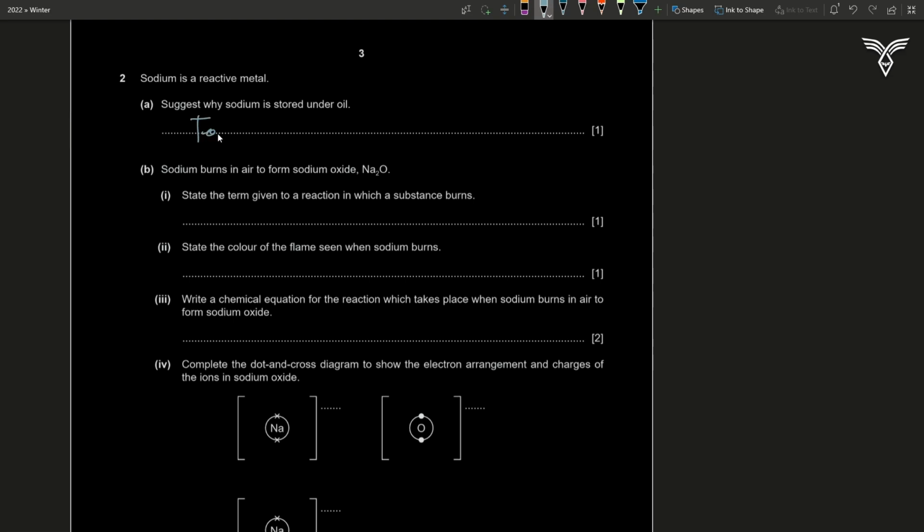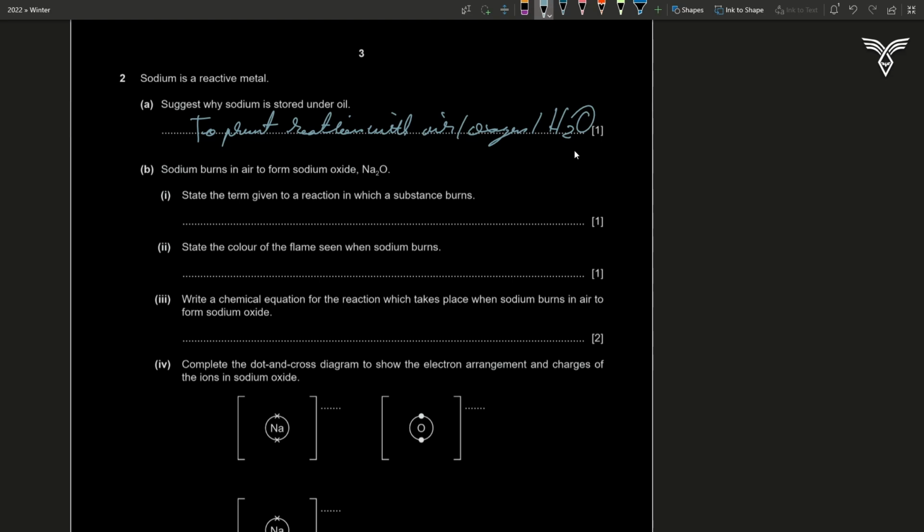So to prevent reaction or contact with air أو oxygen أو حتى water. That's simply it عشان هي تعمل react مع أي حاجة قدامها.